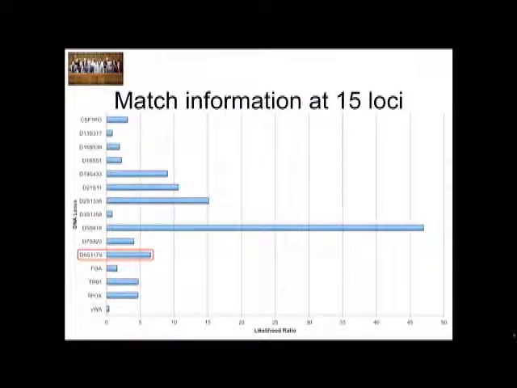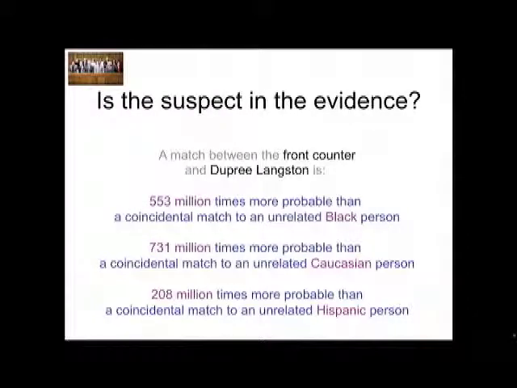There's more than one locus. We didn't just look at D8 because the lab produced data for all 15 STR loci. On the x-axis, you see the match statistic, 5, 10, 15, 20, whatever that ratio is of specific match to coincidence. And on the y-axis, you see the 15 different loci. Multiplying those 15 numbers together, we arrive at the joint match statistic for all of the loci, and we can answer the question, is the suspect in the evidence?